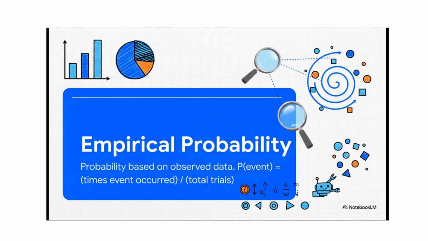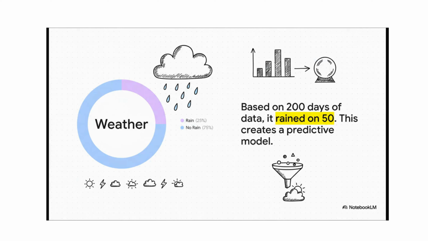Now, it sounds fancy, but the idea is incredibly simple. It just means we figure out how likely something is based on what's already happened. It's all based on real-world evidence. The formula is right there. You just take the number of times something happened and divide it by the total number of times you checked. That's it. Let's make this super simple. Imagine we tracked the weather for 200 days and it rained on 50 of those days. Okay, so the empirical probability of rain is just 50 divided by 200.